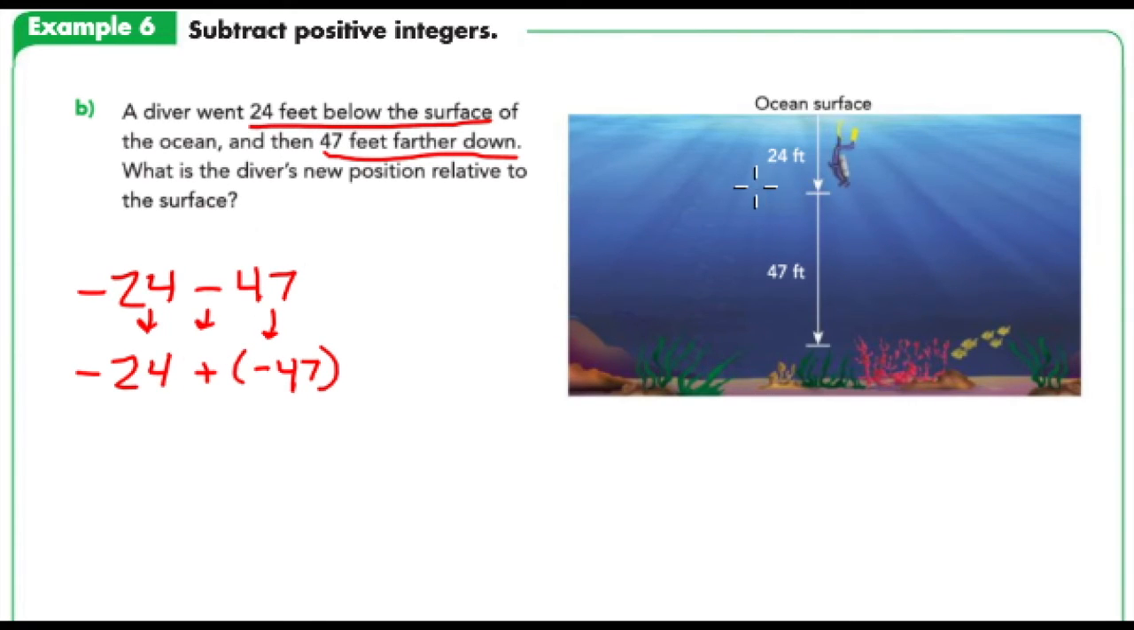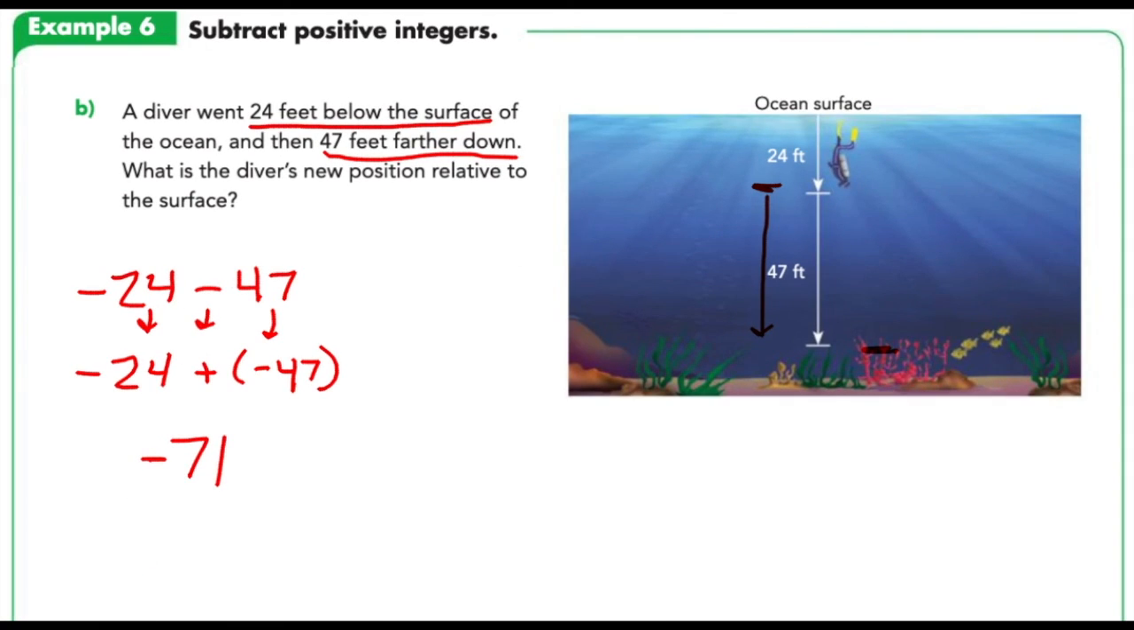So he was here at 24, he went down 47. We want to know what that new depth is. To find the new depth now, we would add the two negatives together because it's adding with same signs. 20 and 40 gives us 60. 4 and 7 gives us 11. So that is 71. Both are negative. So that would be a negative 71.